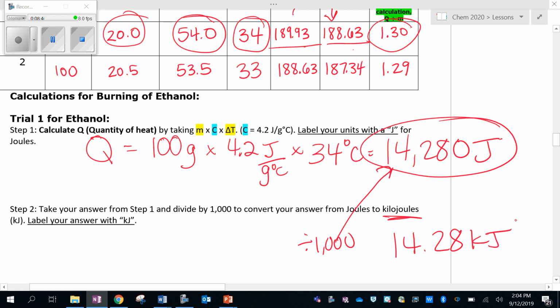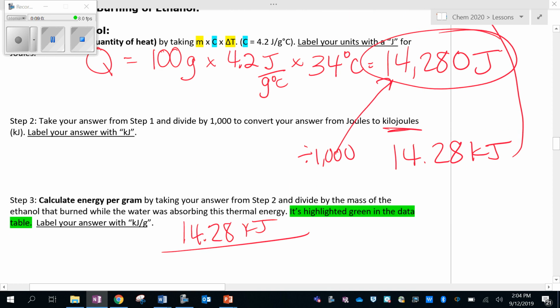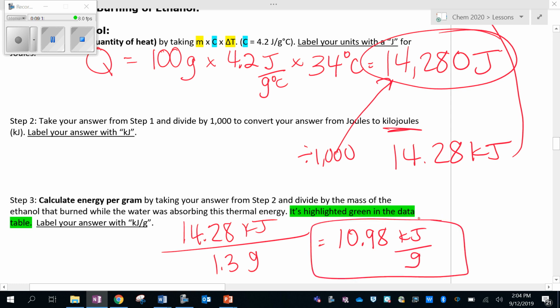And then the last step is we want to account for how much mass of ethanol burned during that process. So we want to divide by the mass used. So we're going to do 14.28 kilojoules divided by 1.3 grams. And that comes out to be 10.98 kilojoules per gram. So every 1 gram of ethanol releases 10.98 kilojoules of energy.